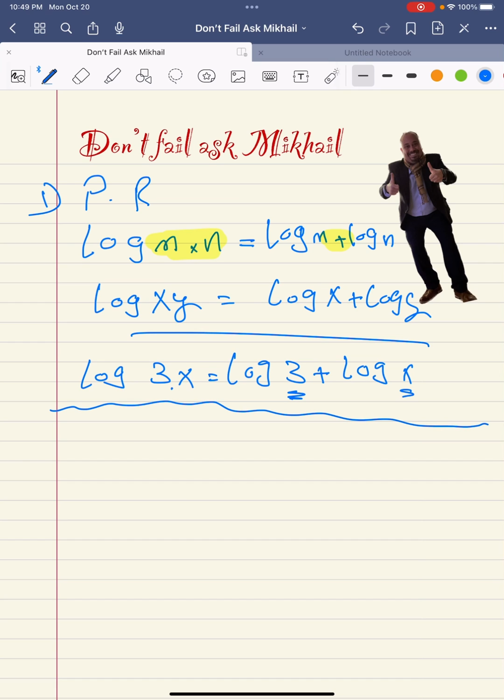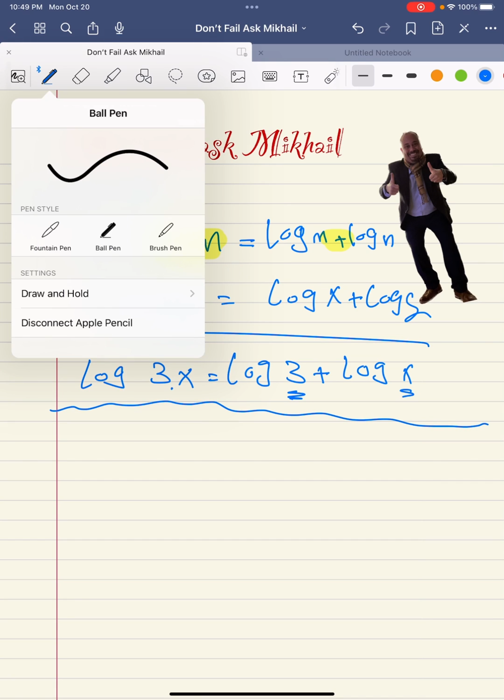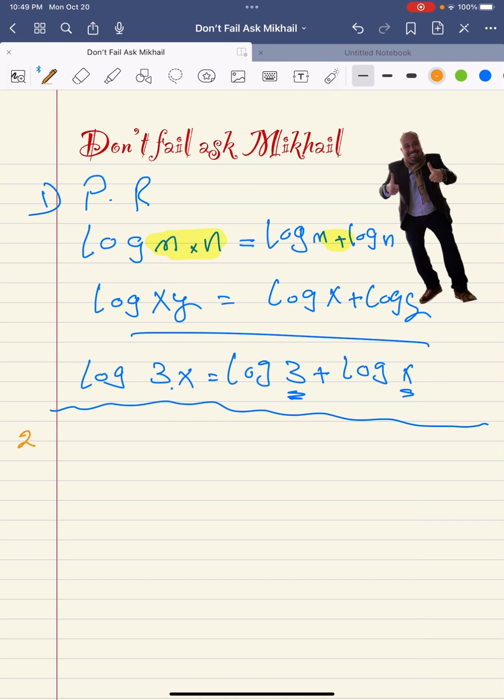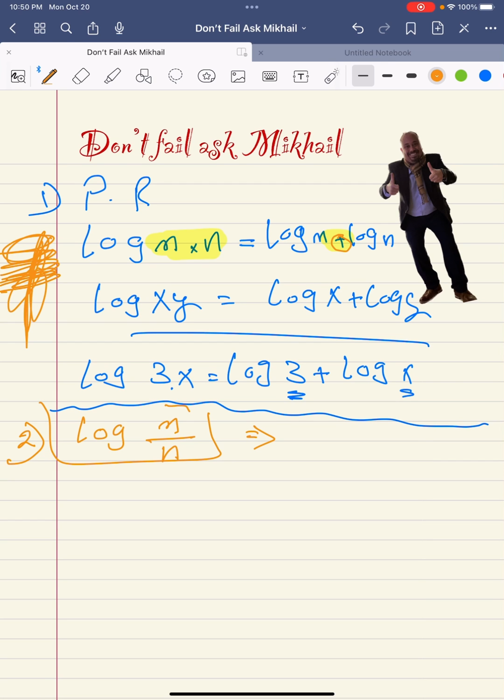The second rule, let's change the color, is the quotient rule: log m over n. Remember, folks, over here I have multiplication, and multiplication will change to addition. Now this is division, so we'll call it expanding to subtraction. That will be log m minus log n. And it's very important that you know it's log the top minus log the bottom. Log the top minus log the bottom.